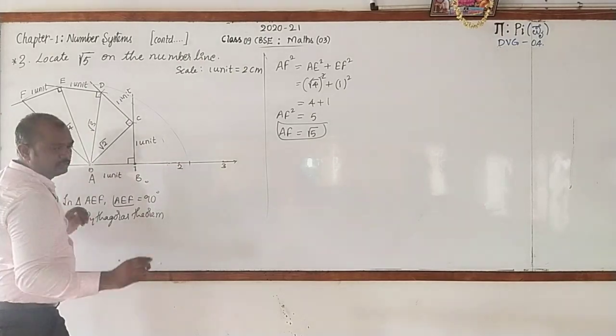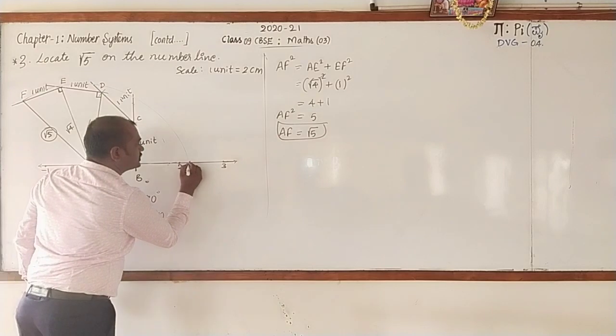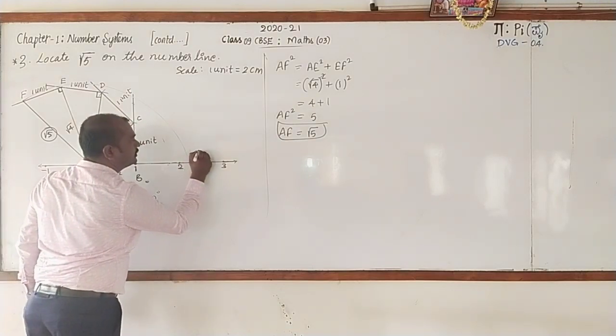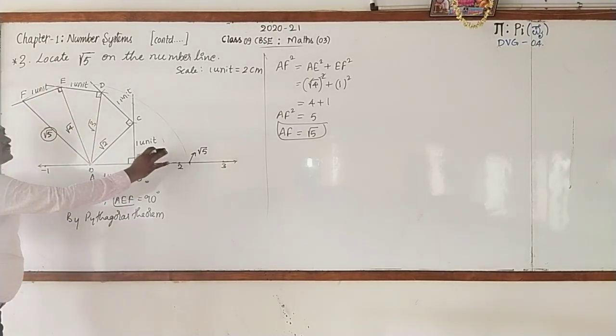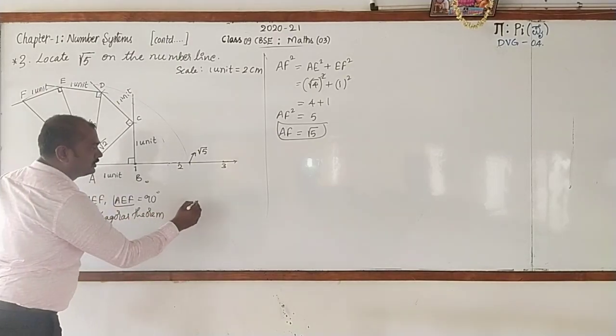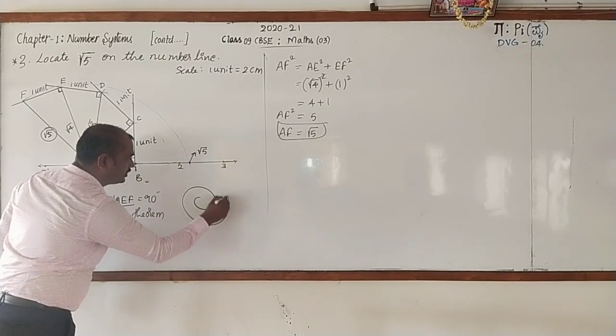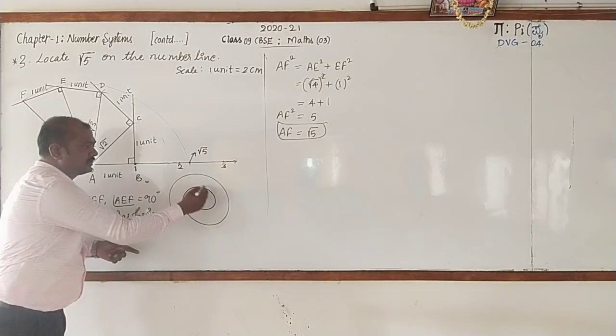So this is the point which represents root 5. Got it? So this is the method of representing root 5 on the number line. If you just go for continuing this, you will get the structure like a spiral. And this is called Theodorus wheel. What is that? Theodorus wheel means not just like an arc.